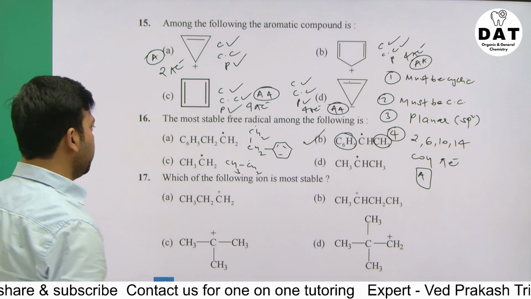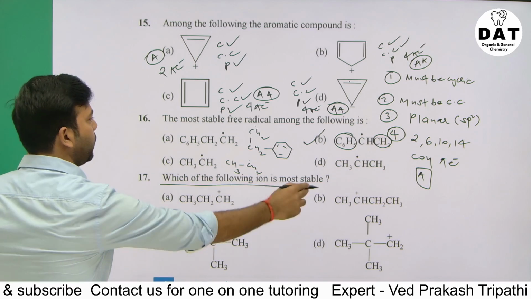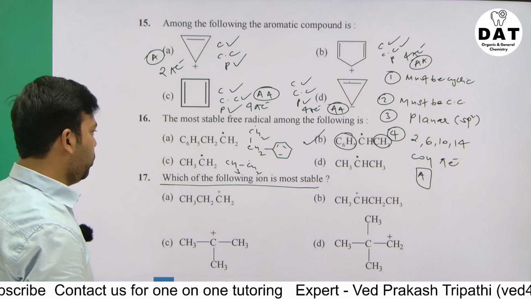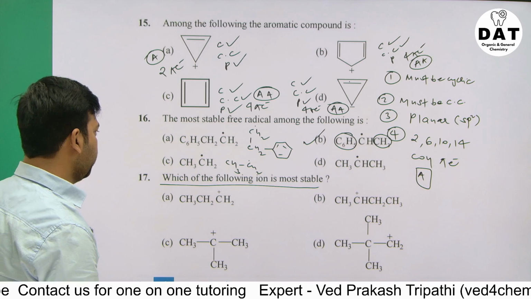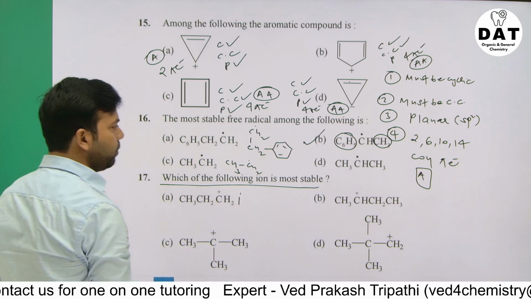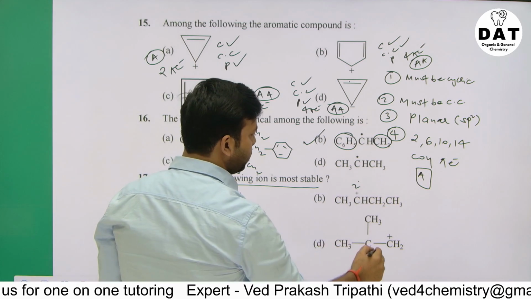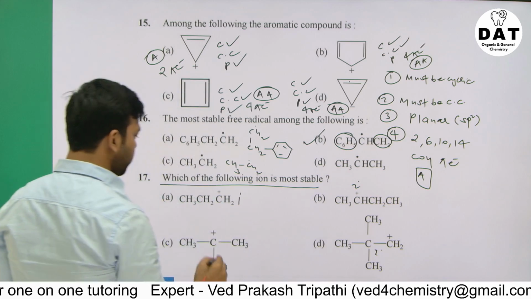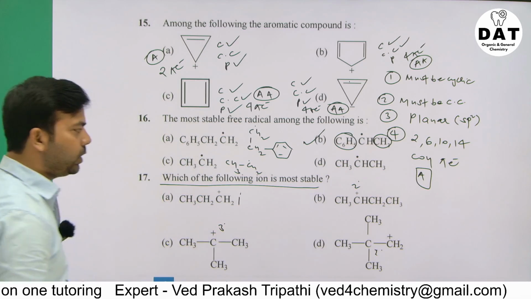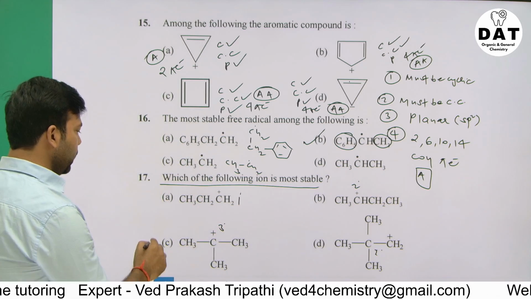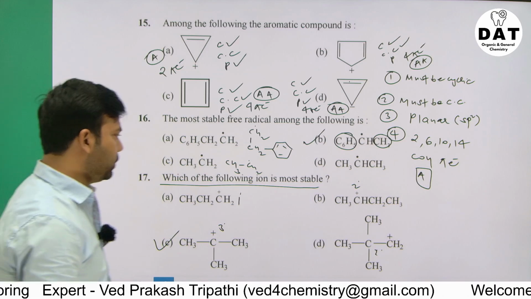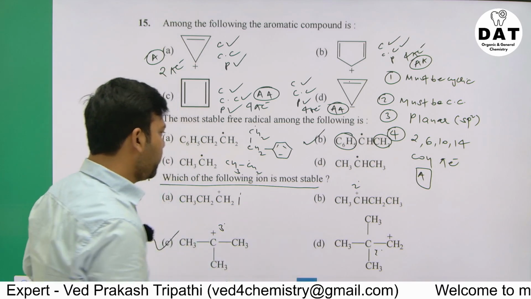C6H5 means benzene ring. Which of the following ions is most stable? So this is primary, this is secondary, this is primary, and this is tertiary. We all know tertiary carbocation is much more stable than the rest. So 17, C.